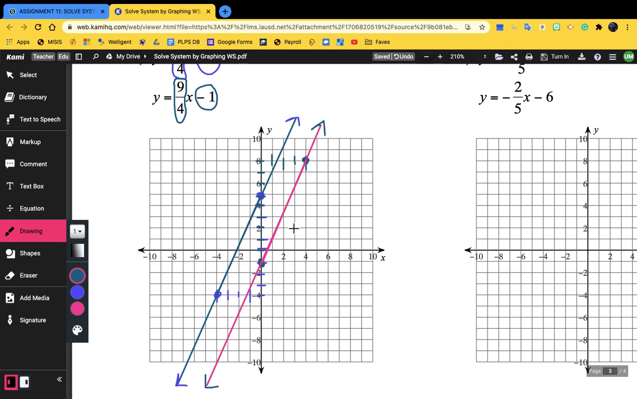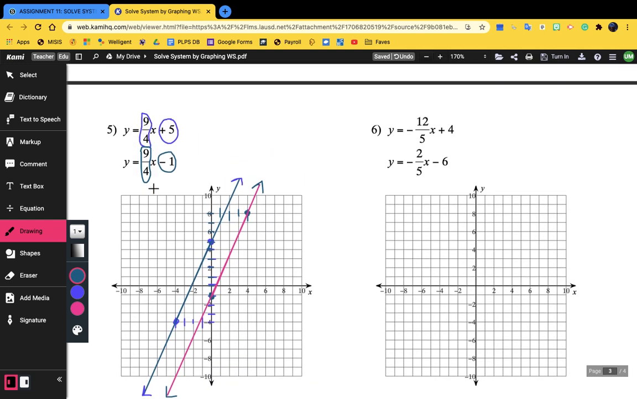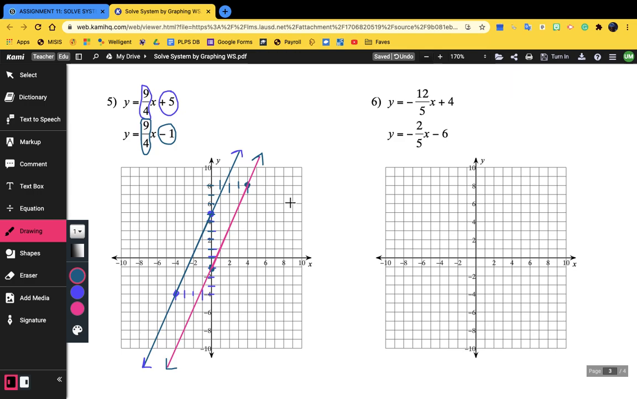This is called parallel. These lines will never touch, right? These lines will never touch because look, they have the same slope. These are parallel lines. They do not intersect, right? These lines will not intersect. There is no common solution, right?